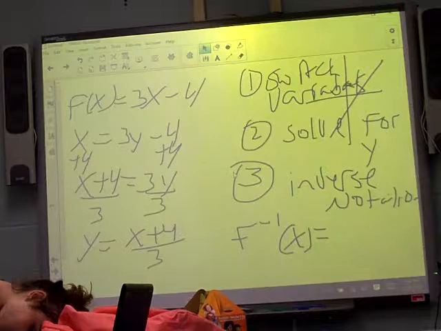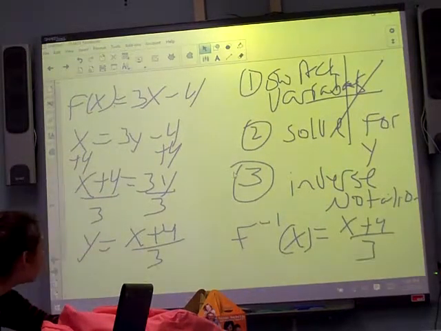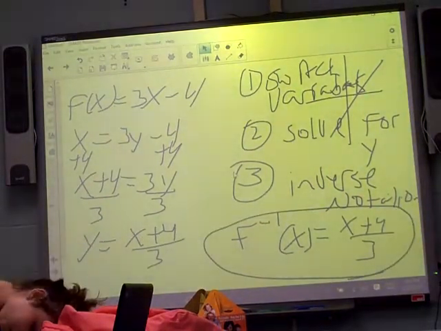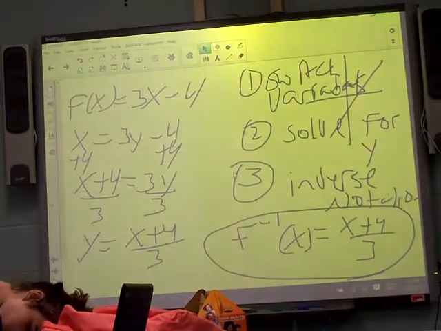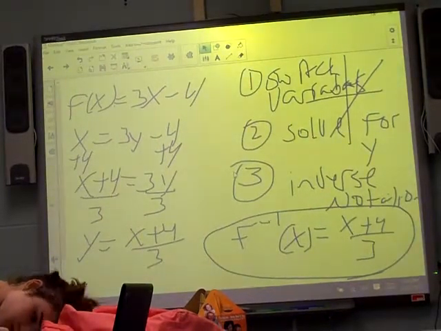Just now I'm rewriting it. X plus 4 over 3. Anytime you see that f to the -1, you've seen that before, maybe didn't know what it meant, that just means inverse. So switch the variables, solve for y, write it in fancy inverse notation.